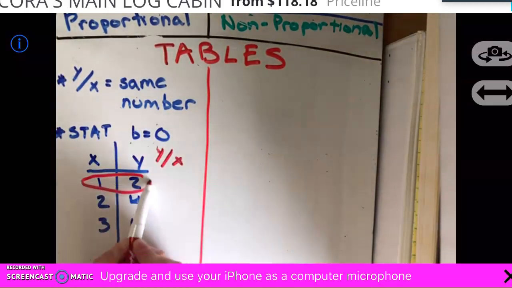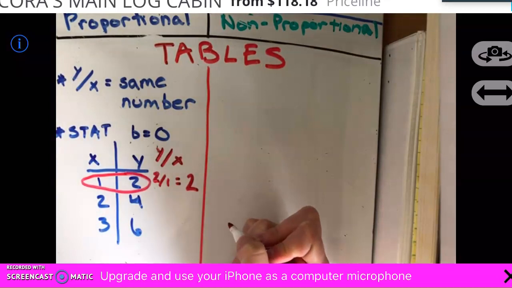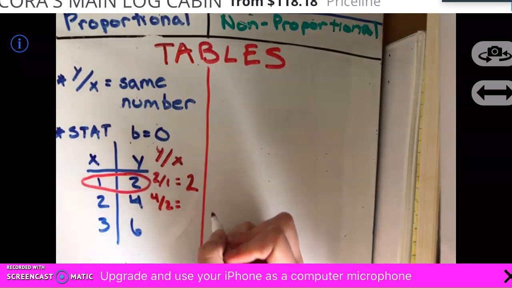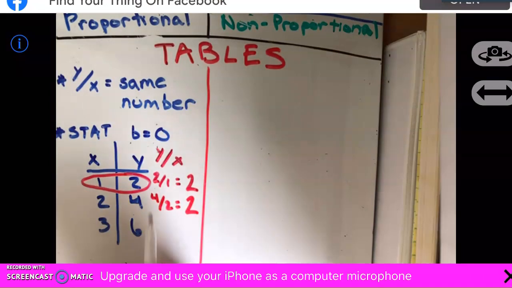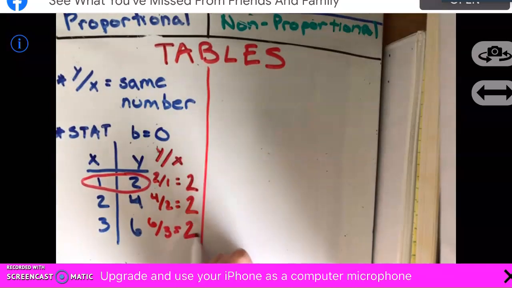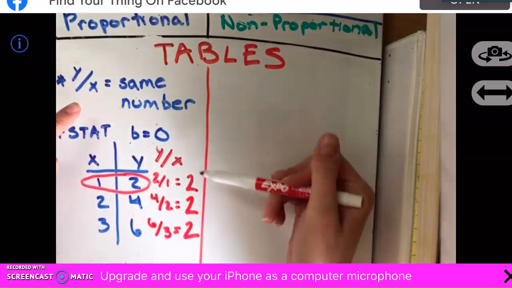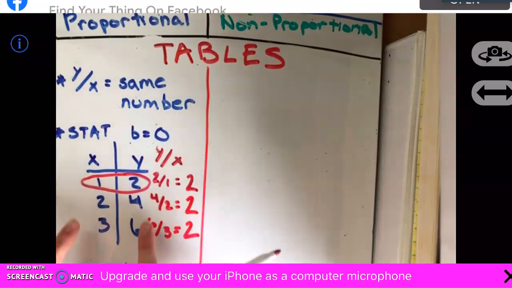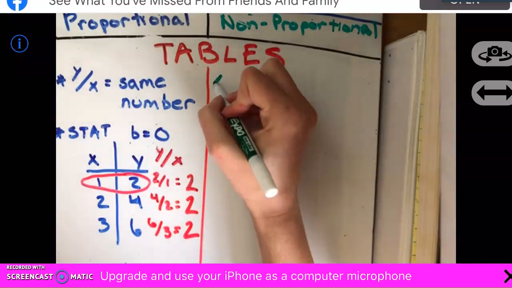We'll take these two. 2 divided by 1, that is 2. Okay, let's check. Y divided by x, 4 divided by 2, that is 2. Okay, that works. Let's check this one. Y divided by x, 6 divided by 3 is 2. So when we take the change in y over the change in x, we get the same number every single time. So our x and y are proportional to each other. Okay? So now let's look at our non-proportional.